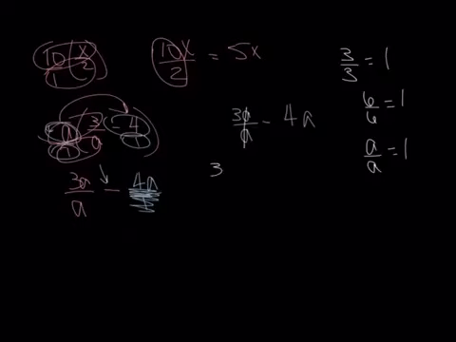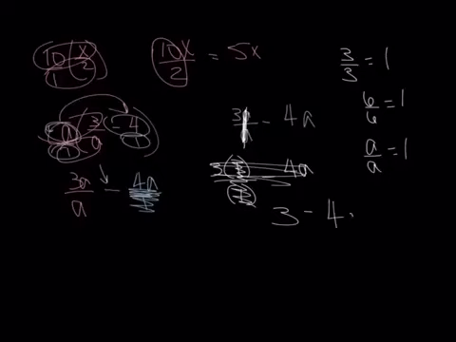It would actually be any number over itself is 1. So we don't need 1s. 1s don't do anything. So our answer is actually then, when all is said and done, 3, because we got rid of this a here, minus 4a.